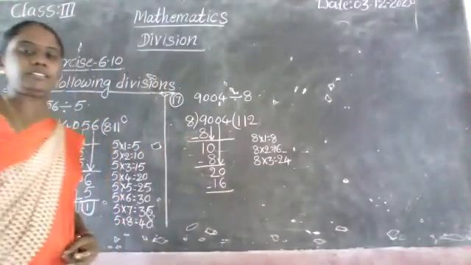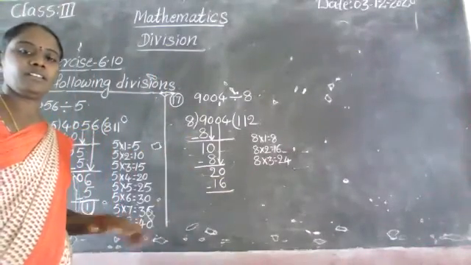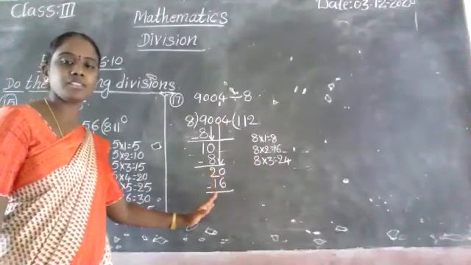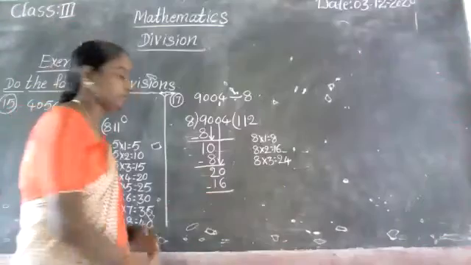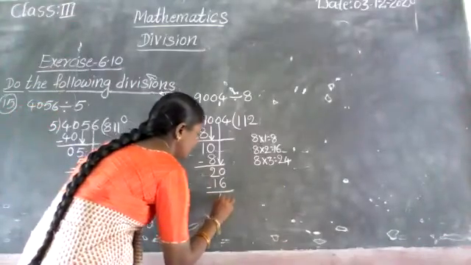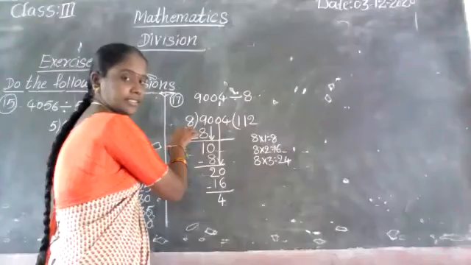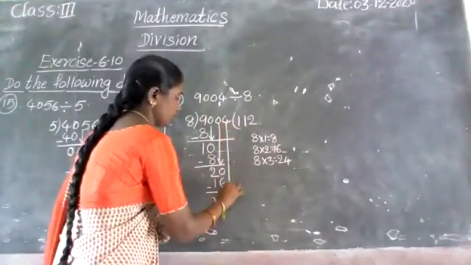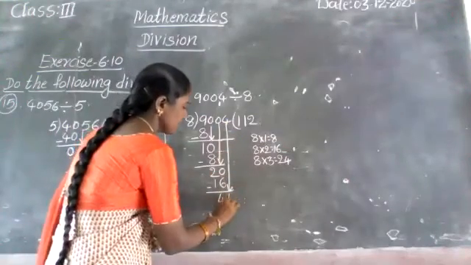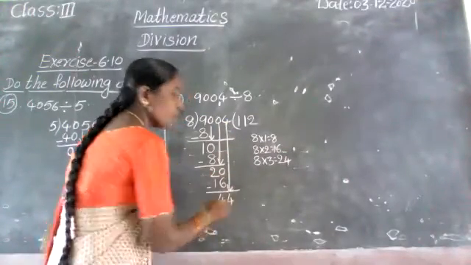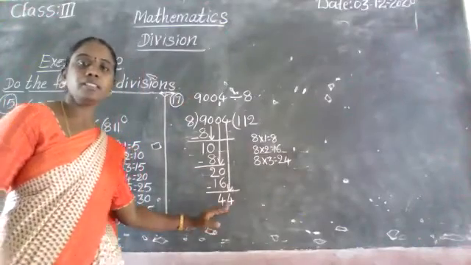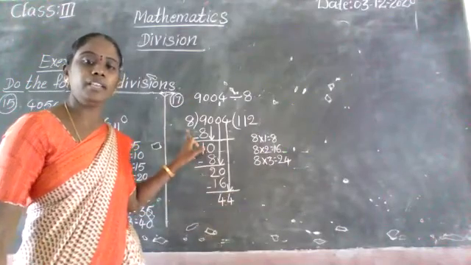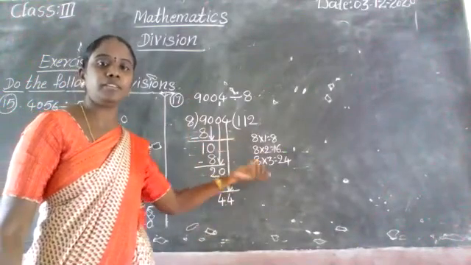20 minus 16. What is the difference? After subtraction, what do we get? Yes, very good. 4. 4 is less than 8, that's why we have to take another digit, the ones digit. Now this number is 44. Yes, 44 divided by 8. In the 8 table, where will 44 come?